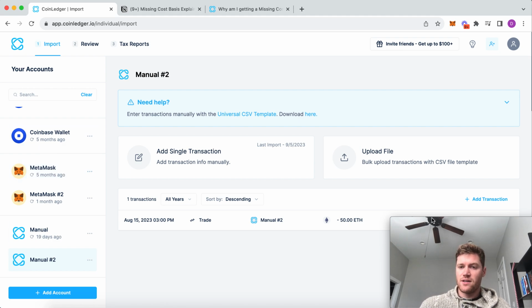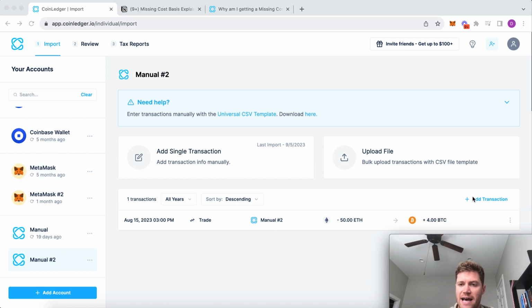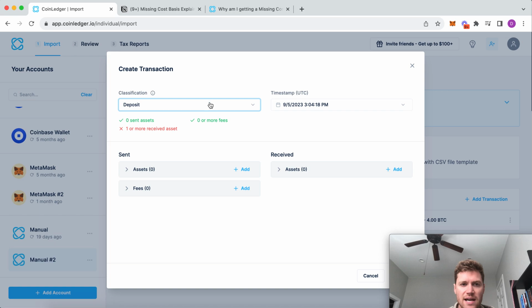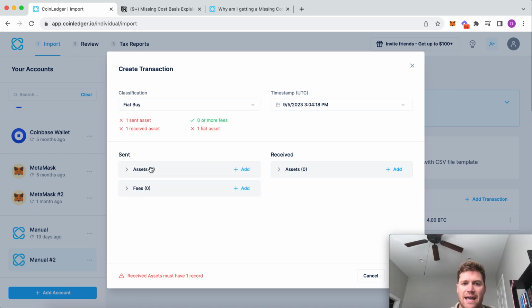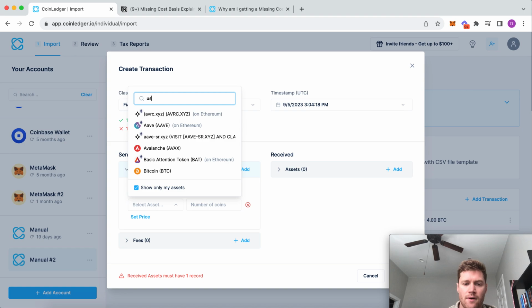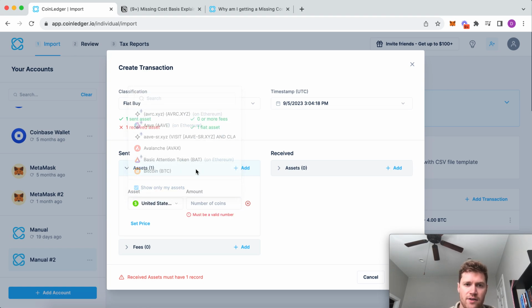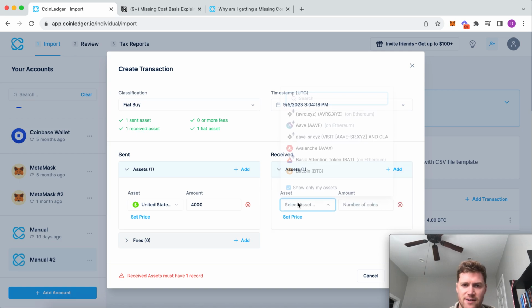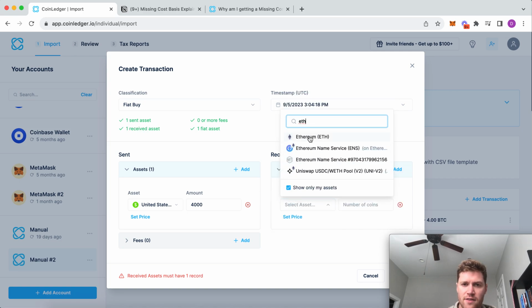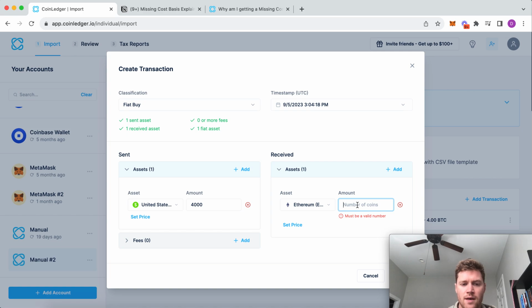So let's show how this can get solved. Let's add another transaction. And let's say I used fiat to buy Ethereum, maybe, let's say, 2 years ago. So I used the US dollar. Let's say I spent $4,000. This is not accurate, but to acquire Ethereum. And I bought, let's say, 50 of them.